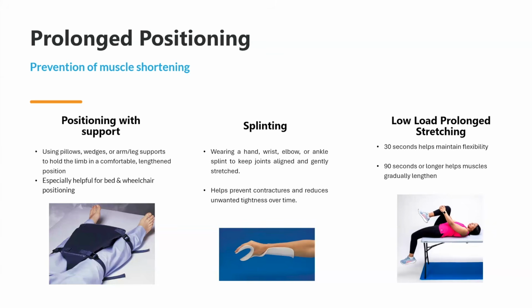All right. And then prolonged positioning, range of motion, stretching, all of those things help with the prevention of muscle shortening. So these exercises don't directly reduce or impact spasticity itself, but rather they help to maintain the motion that you have to prevent contractures over time.